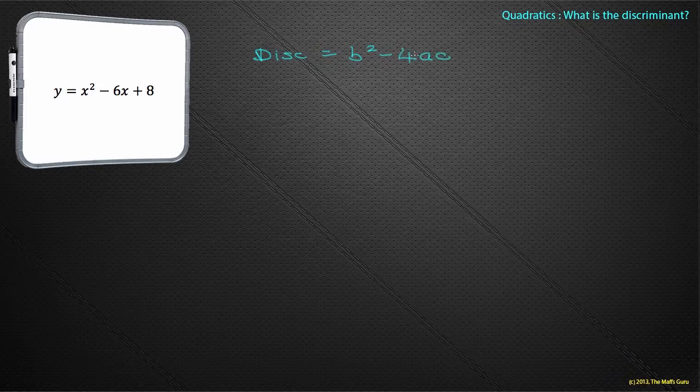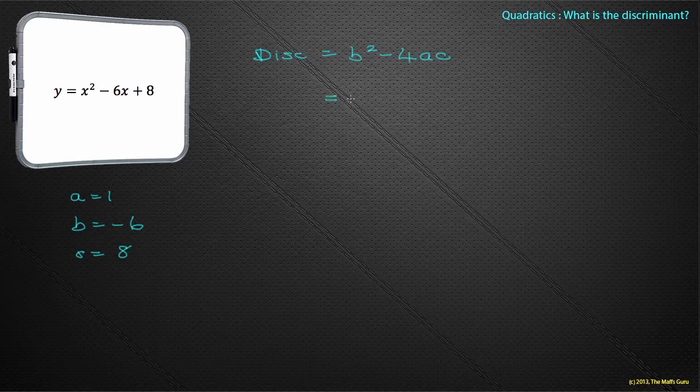And what are our values of a, b, and c? Well, let's write them down. The number in front of the x squared is a. So in this case, a is 1. b, in this case, is negative 6. It's the value in front of the x. And c works out to be plus 8. And we just substitute those in.